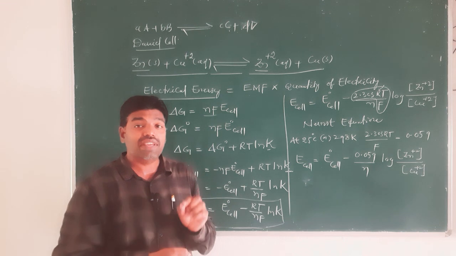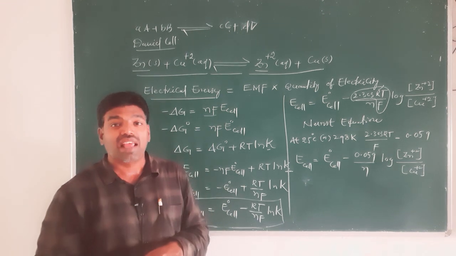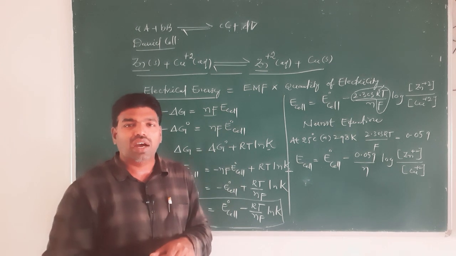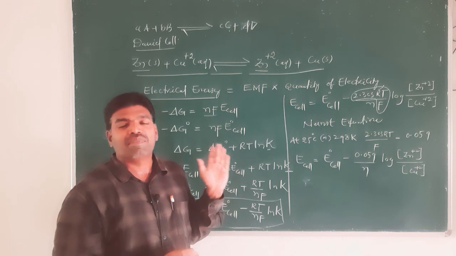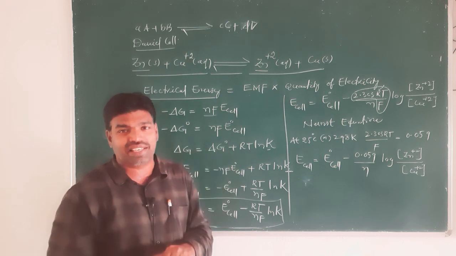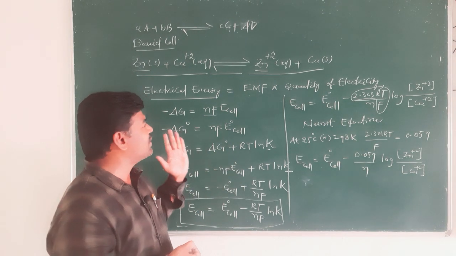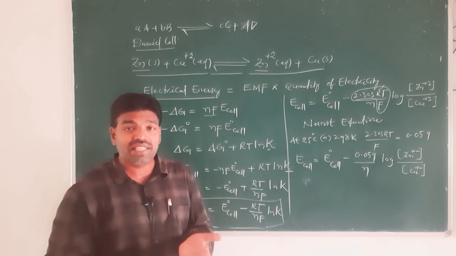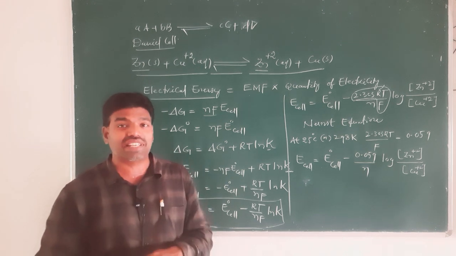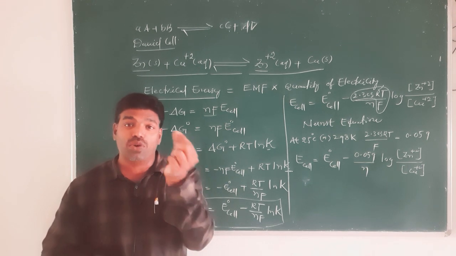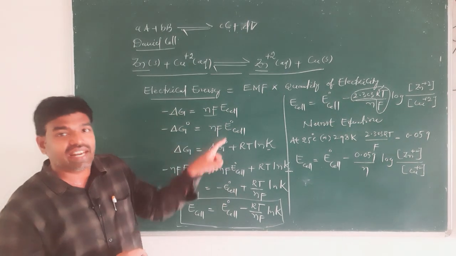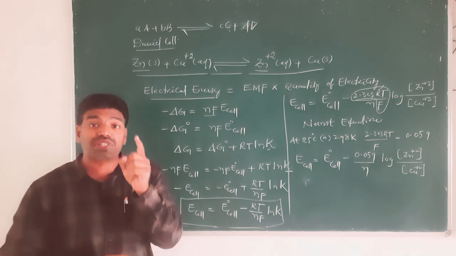This is a very, very important concept in electrochemistry. In every lecture or video on the Daniell cell, they say it converts chemical energy into electric energy and give the formula delta G equal to minus NFE, but you could not understand how that electric energy is generated. According to the law of conservation of energy, one form of energy is converted into another form of energy. Here one form of energy is converted into electric energy. That one form of energy is Gibbs free energy.